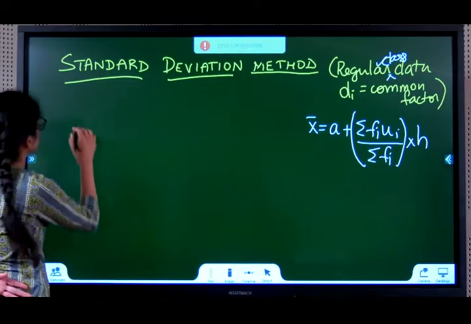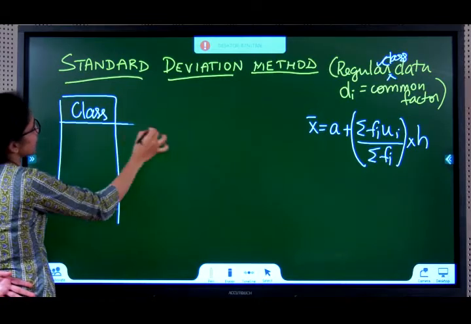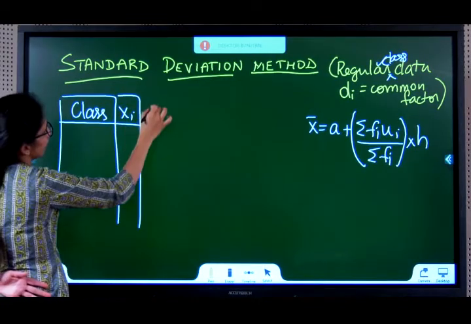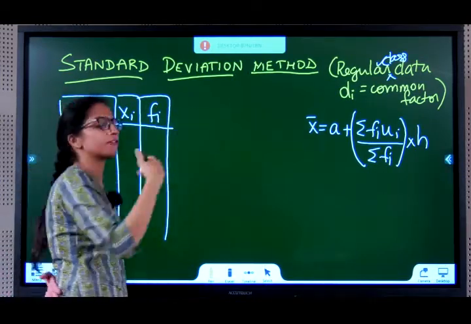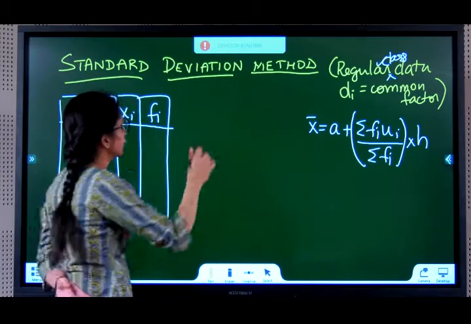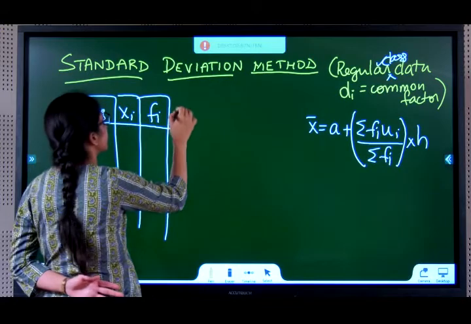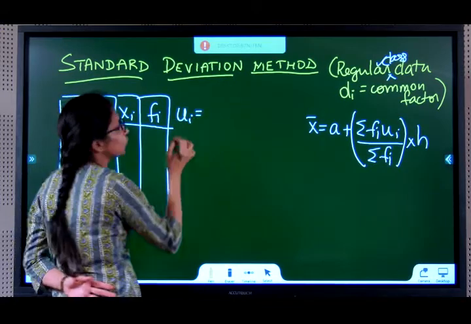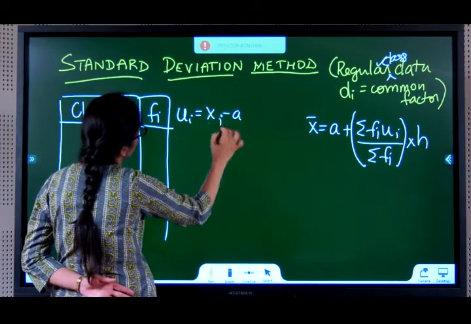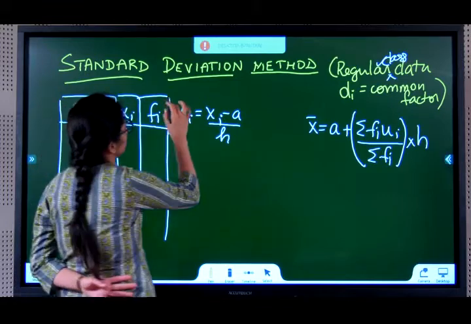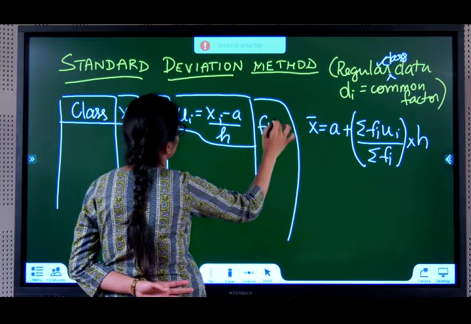So what will our table look like for this? As usual, you have your class. After class we need xi. Fi is given in the question. If it was the direct method, you would write fi xi. If it was the assumed mean method, you would write di and then fi di, correct? So here you will write ui. Ui is given as xi minus A by h. So once you find ui, you have fi ui.